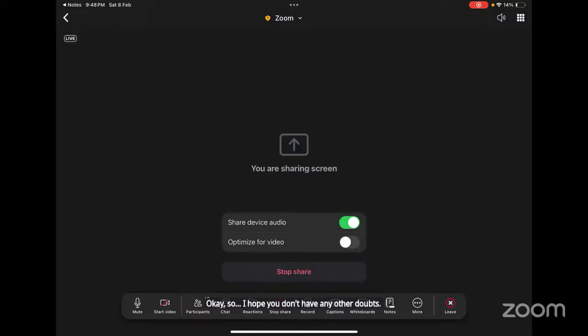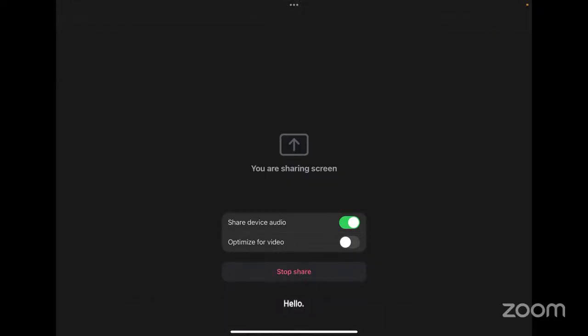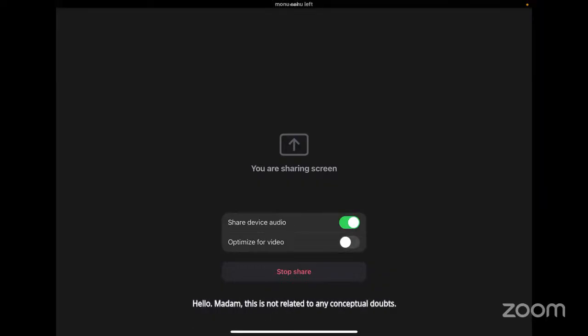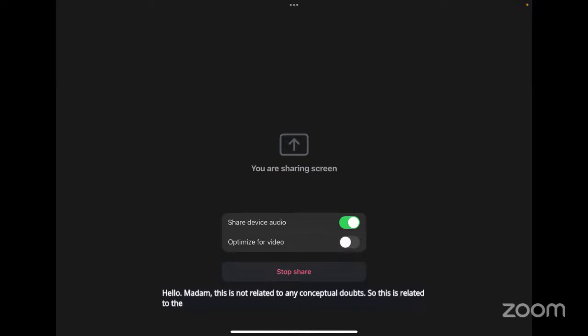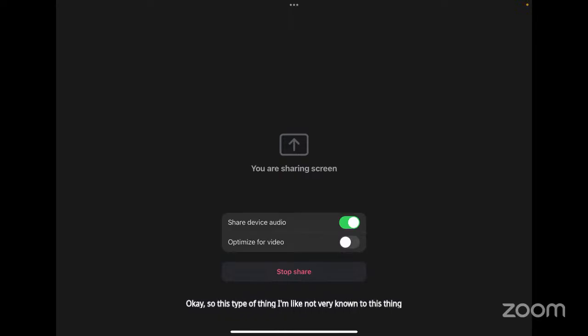Yes, madam, this is not related to any conceptual doubts. This is related to the process of a qualifier-based foundation to BS and direct diploma to BS. Okay, this type of thing, I'm not very familiar with, so you can ask someone else about this. No, TAs are not able to answer, madam. So that is the issue.